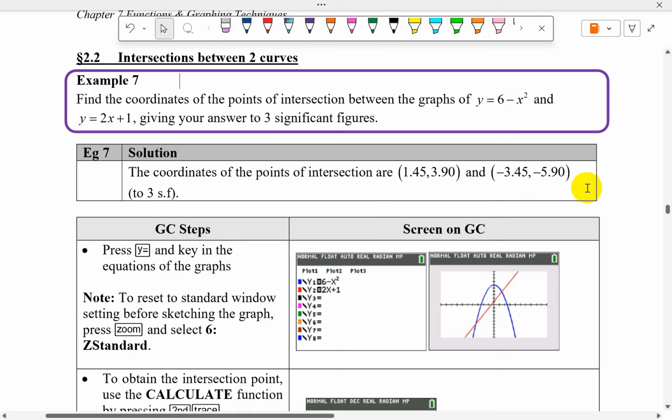Okay, in this video, you are going to learn how to use the GC to find the intersections between two curves, and then also to learn how to use the GC to solve the solution of an equation efficiently.